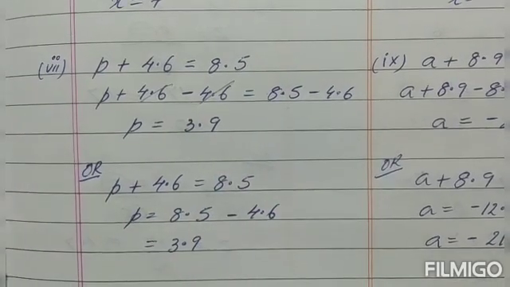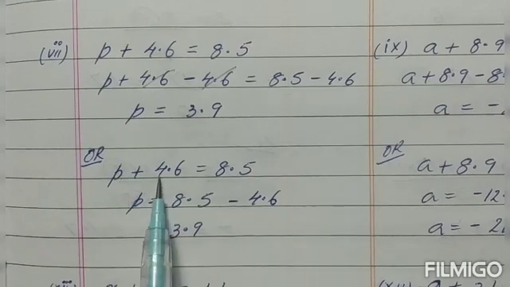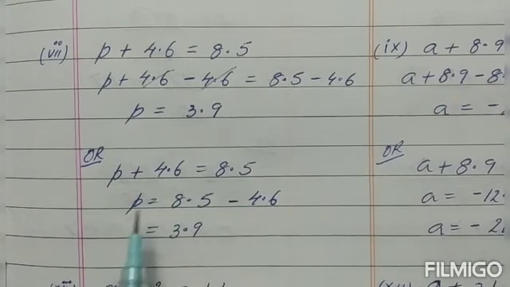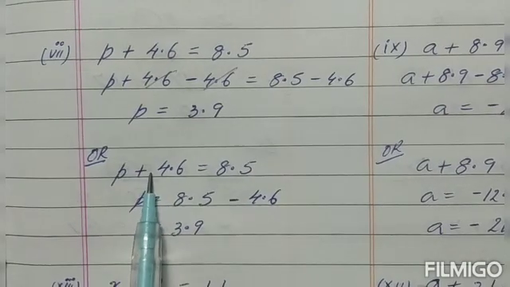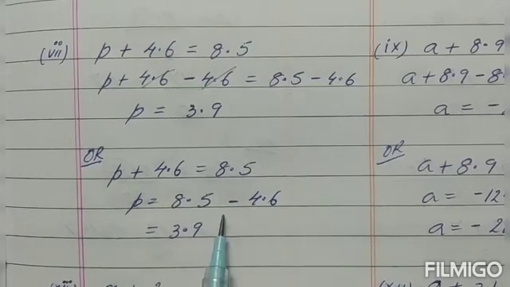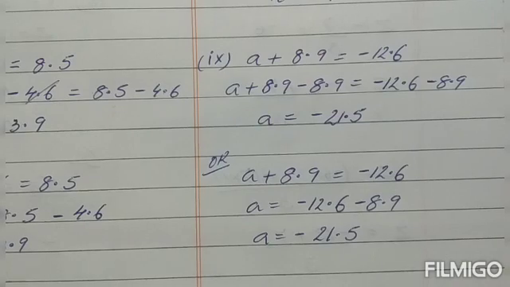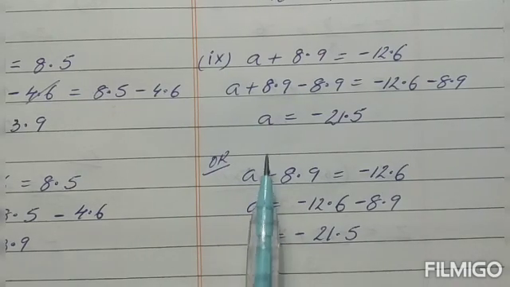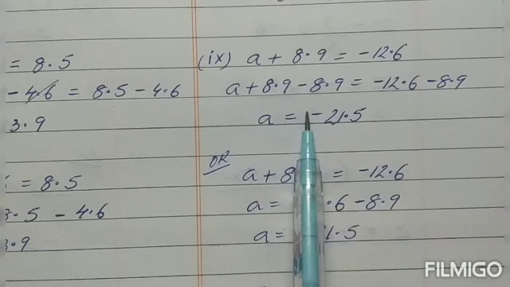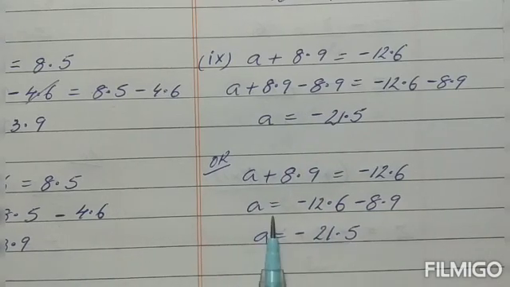Another way by transposition, p plus 4.6 is equal to 8.5. So p is equal to this plus 4.6 goes on the other side as minus 4.6, and then the answer is 3.9. Now the ninth question has also been done by both the methods, children. You can have a look at it. I am explaining this one now.